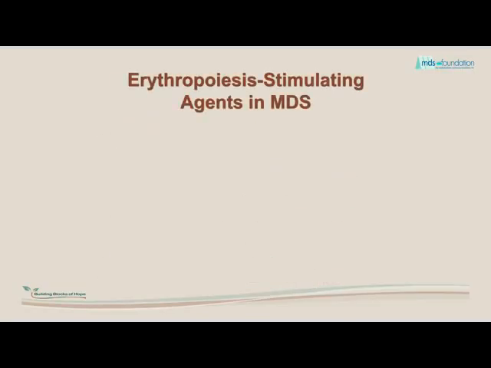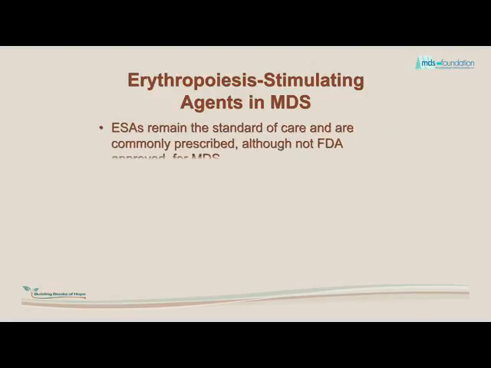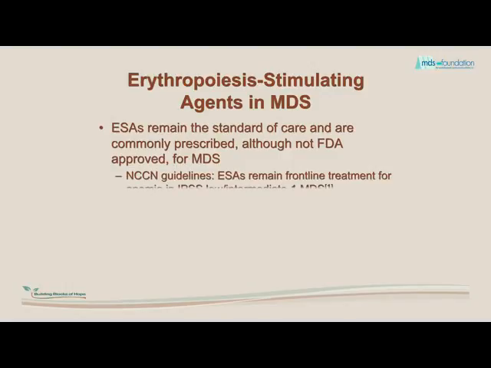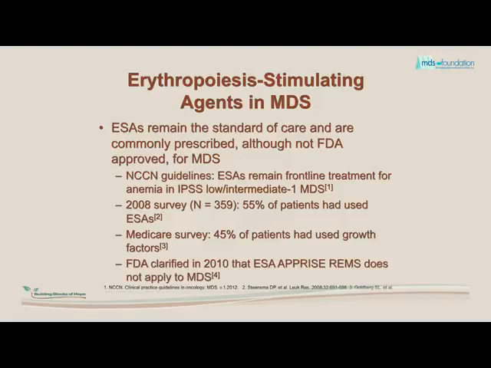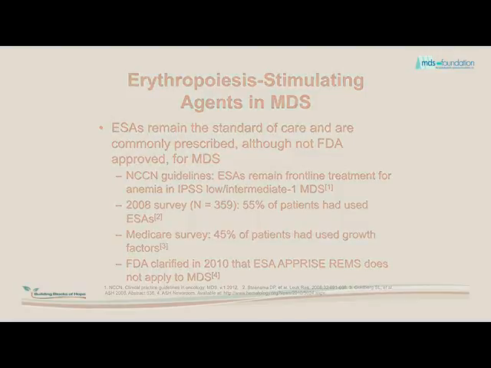The erythropoietin-stimulating agents, or ESAs, are still the most commonly prescribed drugs for the treatment of MDS. But this is not an FDA-approved indication. They are approved for other indications. However, they are supported by guidelines, including those of the National Comprehensive Cancer Network. In a survey that was conducted several years ago, more than half of the patients with MDS had used ESAs. The FDA's what we call REMS program was started in approximately 2009 but does not apply to patients with MDS. The FDA, I'm told, just ignores these data points because it's an off-label indication.